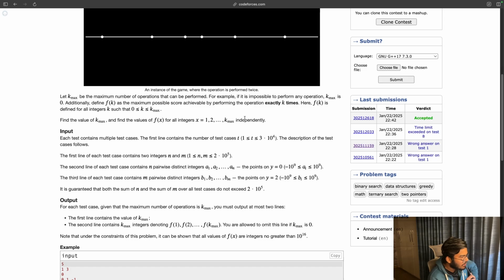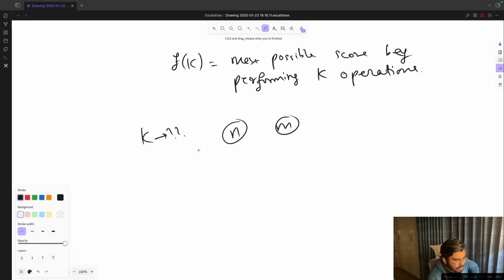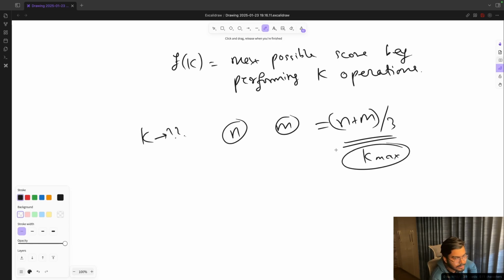So somehow we need to calculate this, and k can go up to 2 into 10 to the power 5, right? Like, what is the maximum value of k that can go? Let's say you have n, and let's say you have m points. So clearly the total number of points is equal to n plus m, right? So at the max we can have (n plus m) divided by 3. So this is the maximum that k can go. I don't think it can exceed this, obviously.